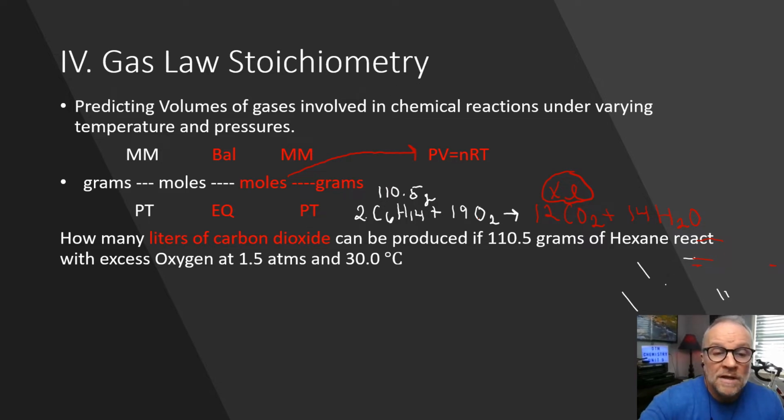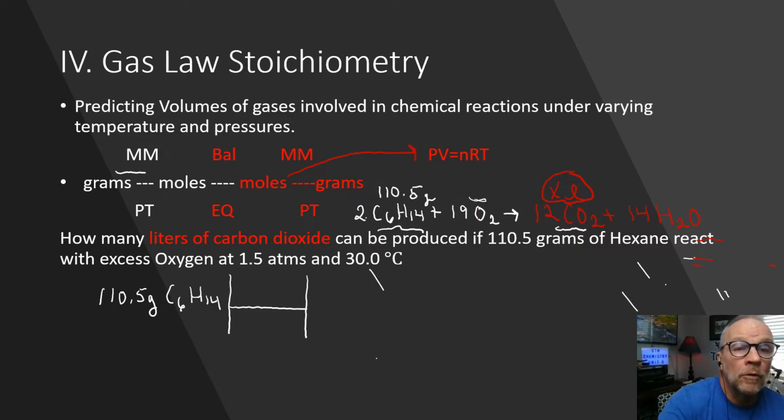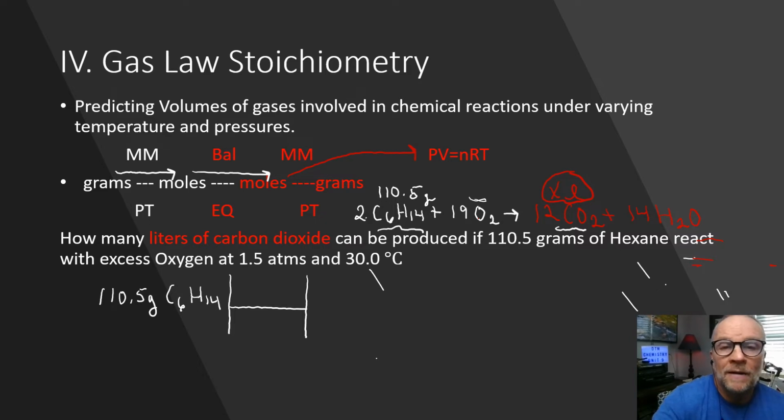And so let's get started and we'll write down what we're given. That's always a good place to start. We have 110.5 grams of hexane, C6H14. So we're going to go from grams to moles, then moles to moles here, and then finally we will convert our molar amount to a volume amount using PV is equal to nRT. So we'll just rearrange that. Volume will be equal to nRT over the pressure.